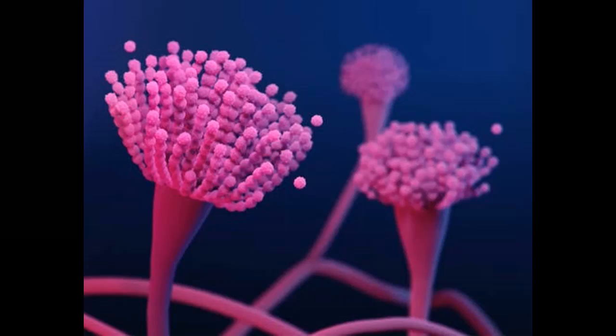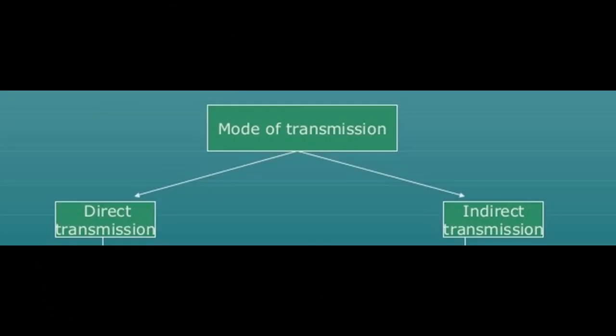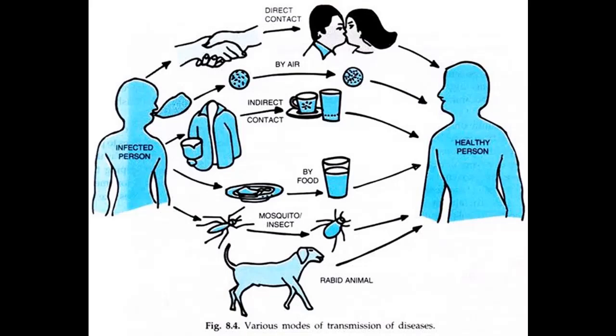Third, fungal. These agents are responsible for fungal infections of nails, groins, skin, hair. Fourth, parasitic. These agents are responsible for infestations of intestinal worms like roundworm or lice. Modes of transmission. The modes of transmission can be classified as direct and indirect transmission. Firstly, we will discuss direct transmission.